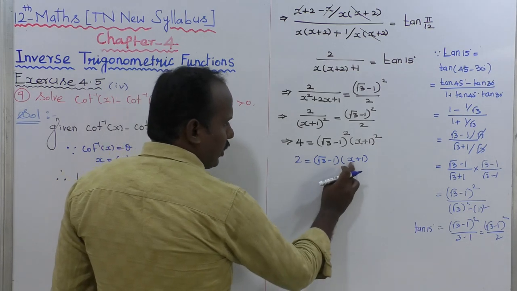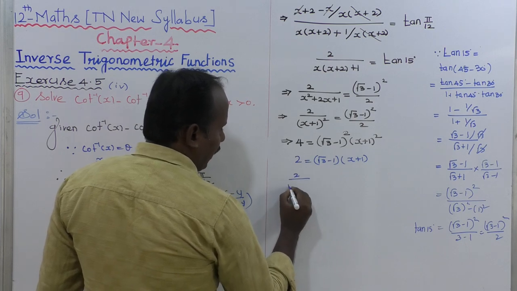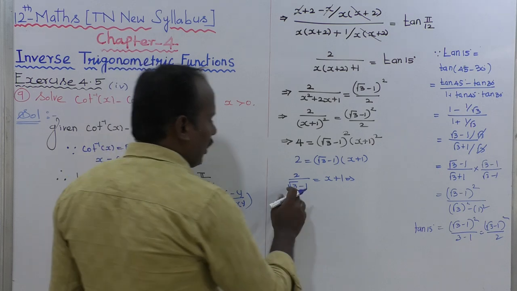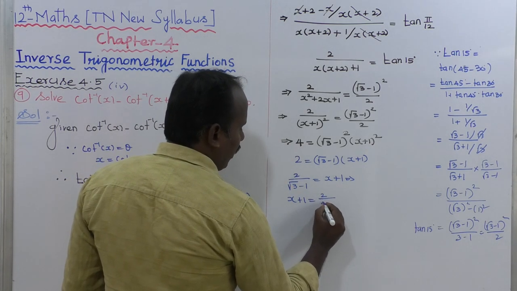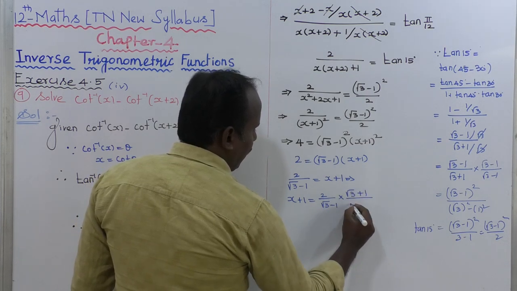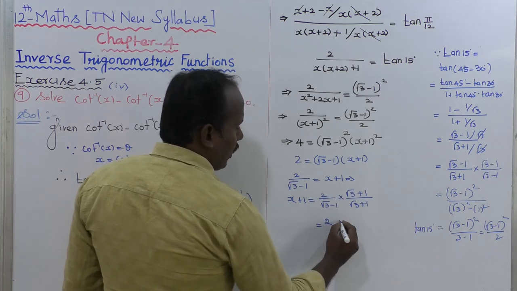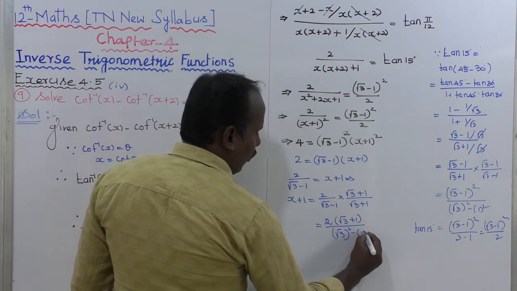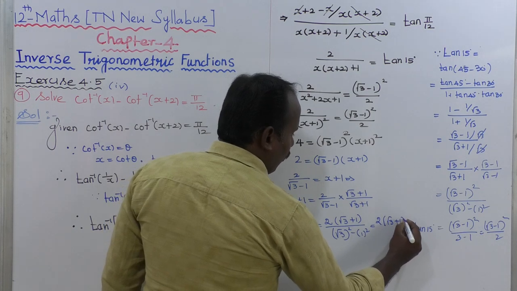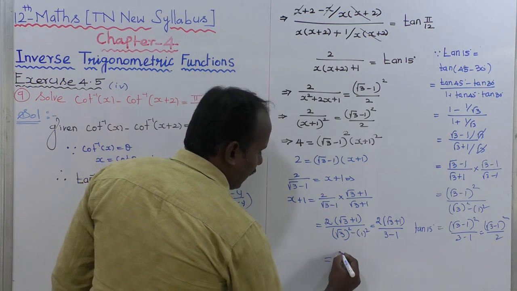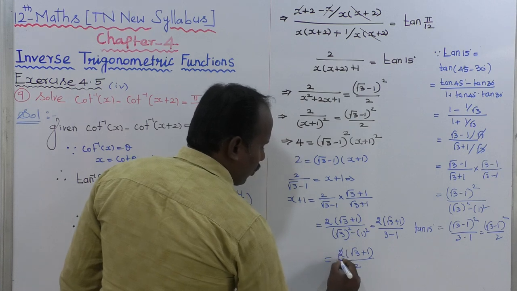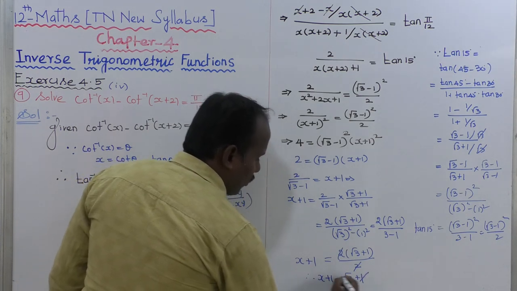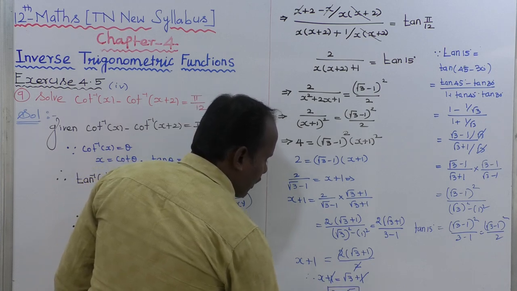To find the x value, move (root 3 minus 1) to the left side: x plus 1 equals 2 divided by (root 3 minus 1). The denominator is irrational, so again take the conjugate: 2 times (root 3 plus 1) divided by (root 3 squared minus 1 squared), which is 2 times (root 3 plus 1) divided by (3 minus 1), or 2 times (root 3 plus 1) divided by 2. The 2s cancel, so x plus 1 equals root 3 plus 1, the 1s cancel, and x is equal to root 3.